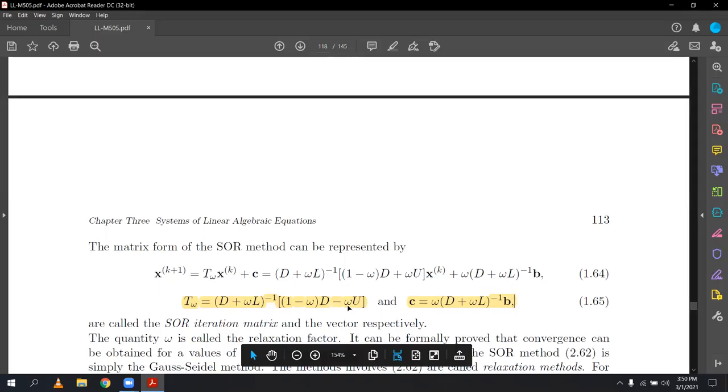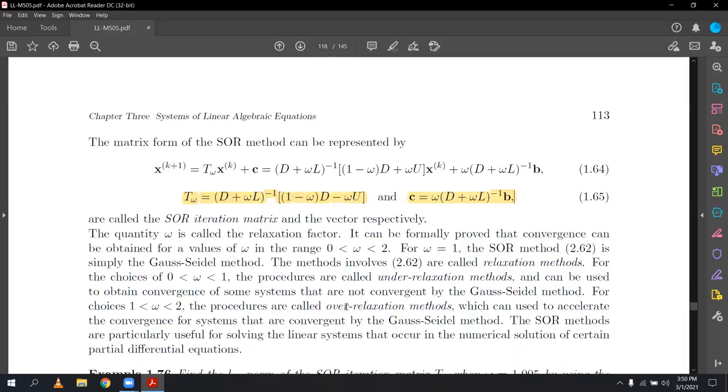And omega you have to calculate. Either the teacher gives you the value of omega, or you have to use the formula, which I will discuss inshallah. It will show you how to calculate the value of omega. I mentioned here that the range for omega is 0 to 2. But if you choose omega equal to 1, then your SOR becomes simply the Gauss-Seidel method.